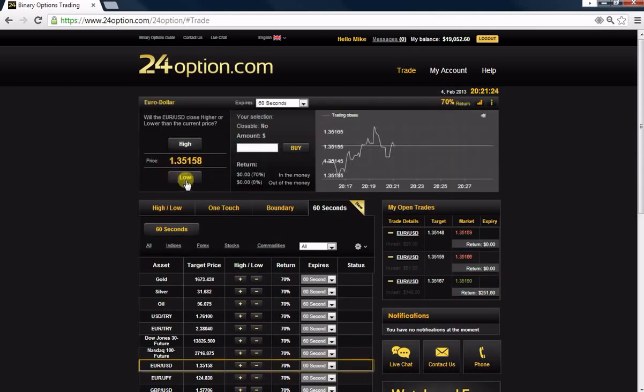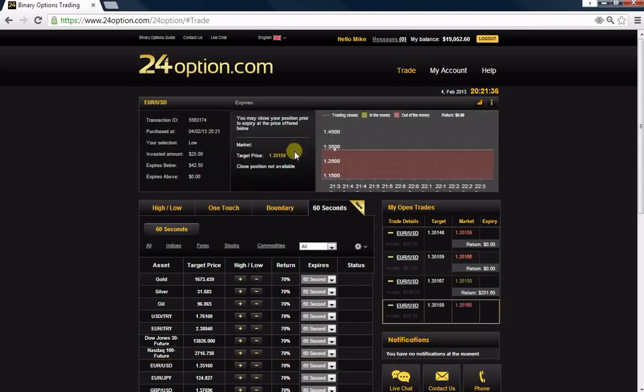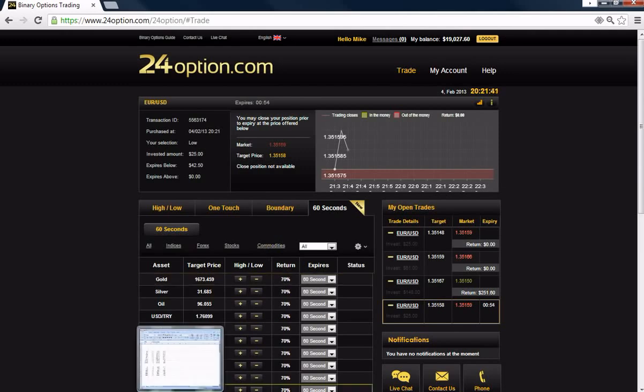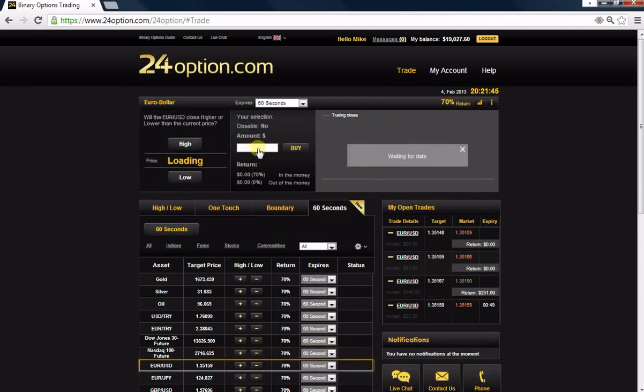Okay, so now we're going to go again, Euro US dollar. We're going to go with a put, pardon me, and we're going to again start at $25, and we're going to purchase this. And again, we're going to get the next trade ready. Don't forget that you actually have to click this in order to prepare the next trade.